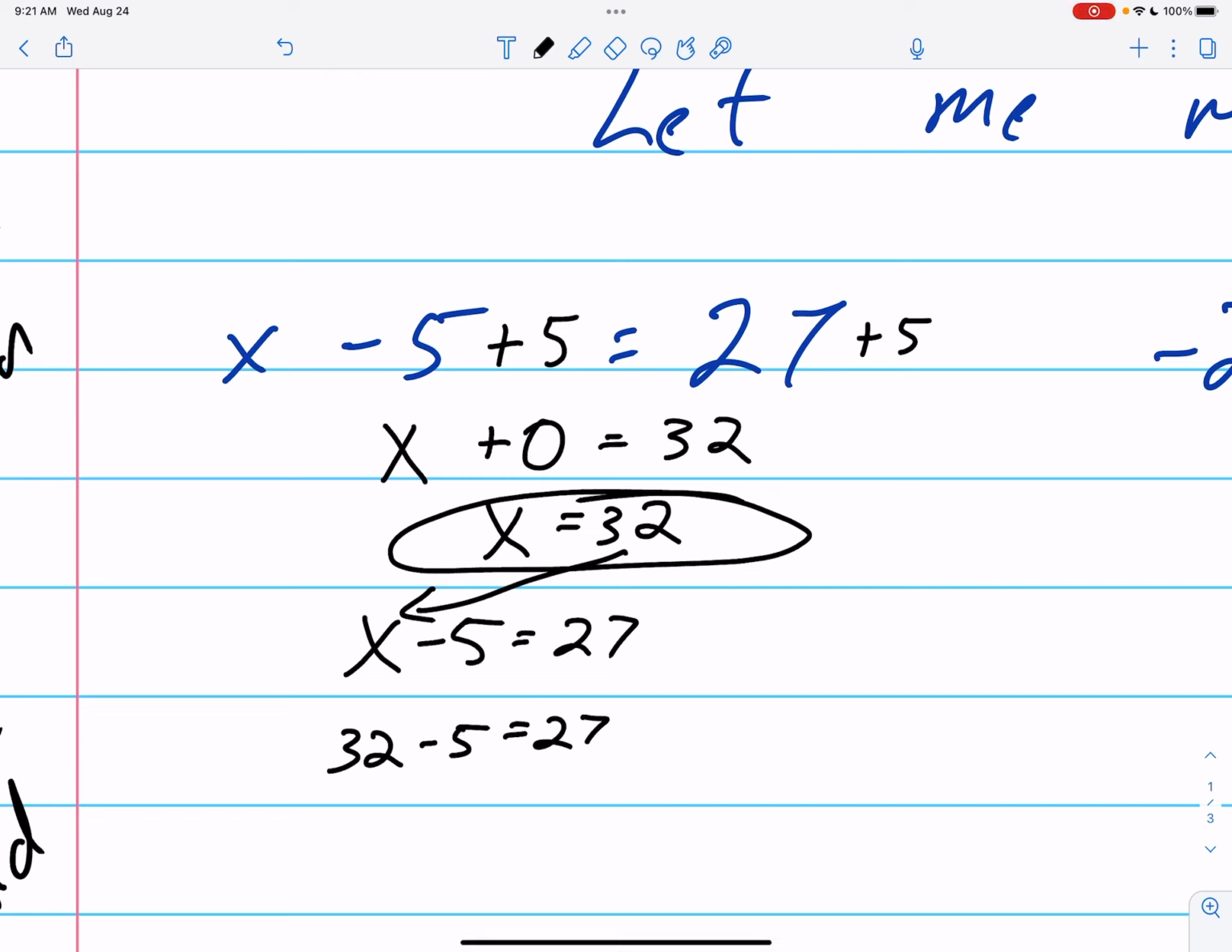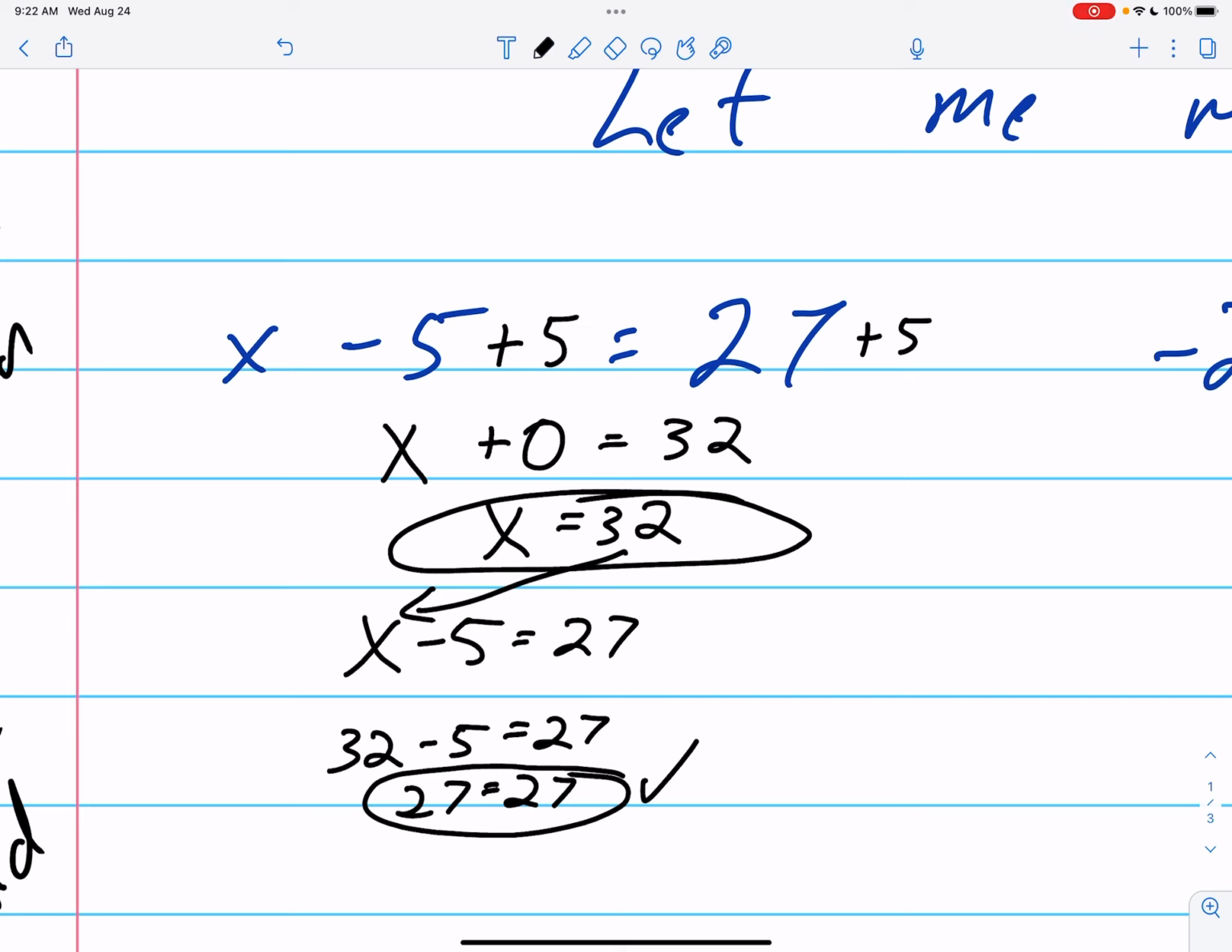And then I can do the arithmetic on this and say 32 minus 5 is 27 equals 27. This checks out. That is a true statement. So when you're replacing this, a question I've gotten a few times is, hey, how come the final answer didn't equal 32? Well, that's a good question.